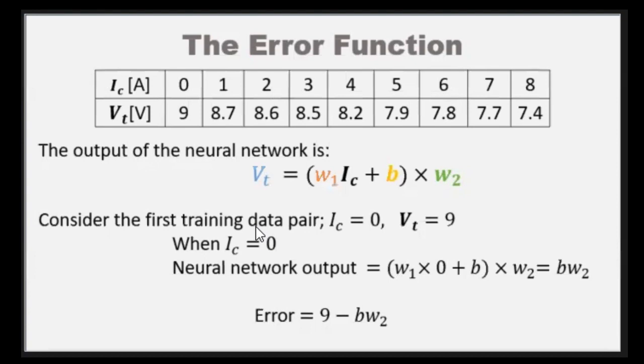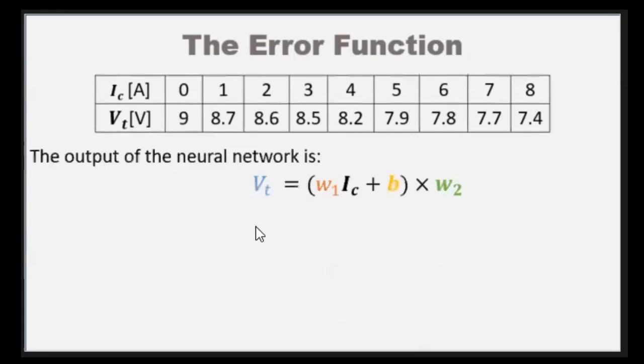output you will get is, when I is 0, W1 into 0 is 0. Right? So you will only get B into W2. So the value that you are going to get is B into W2. So it can be any number. We don't know. Based on the B and W2, there will be a number. So the error is 9, expected value 9, but you are not getting it. So 9 minus BW2, that is the error. Right? For one point. What about the second point?